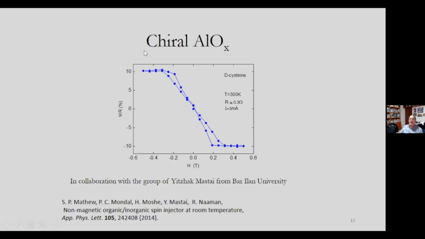Now, what we can do is something even more interesting. Instead of using chiral organic molecules, we can use chiral oxide. There is a method that was developed, among others, with Yitzhak Mastai from Bar-Ilan University. Following this method, we make chiral aluminum oxide. In the meantime, we also did chiral copper oxide and chiral cobalt oxide. Here we use this chiral oxide layer, and we get huge magnetoresistance at room temperature, and it's very robust. So here we have a method that can be used with conventional clean room facilities with no need for any wet process.